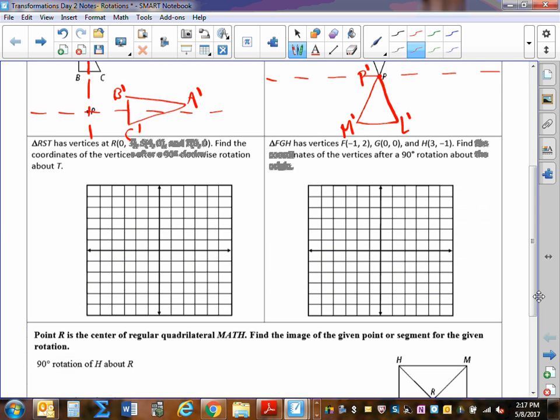It says triangle RST has vertices at R being 0, 3. S is 4, 0. And T is 0, 0. Since they did tell us it's a triangle, go ahead and connect that together to be a triangle.